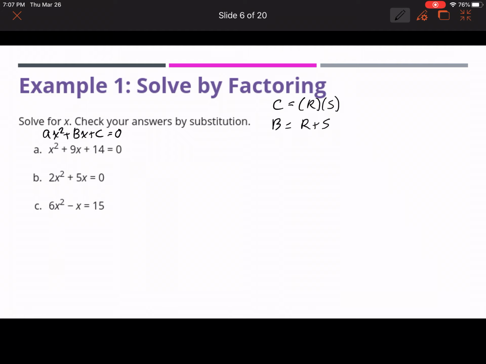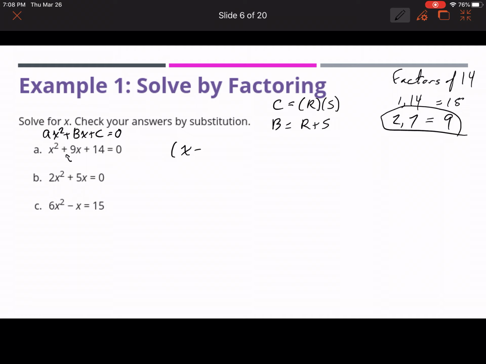So we need the factors of 14. So we've got 1 and 14, we've got 2 and 7, we're trying to get to 9. So again, we could have both of those as negatives as well, but since we have a positive 9, we are just going to add these two together and know that we're going to deal with that 2 and 7. So we can automatically change this to x plus 2, x plus 7 equals 0. That's our factoring.